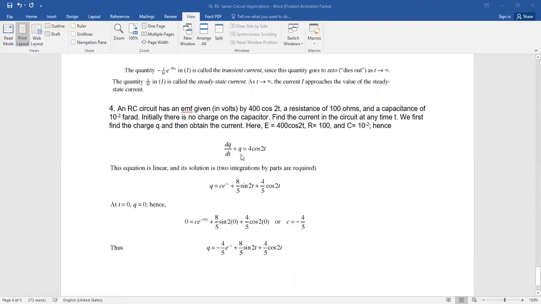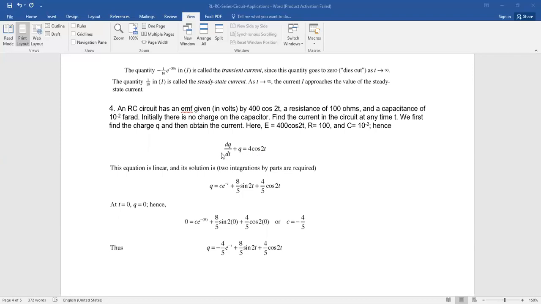So your 1 over RC: you have 100 for the R, and your C is 10 raised to negative 2. If you multiply these two, the answer is 1. So that's the reason why you have only a Q. This is supposed to be Q over RC. Now this one is E. This should be 400 cosine 2t over R, which is 100. So then that leaves us with 4 cosine 2t.